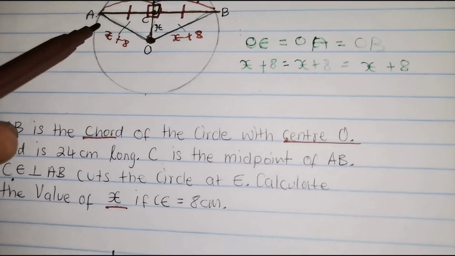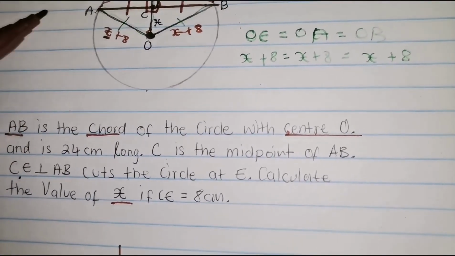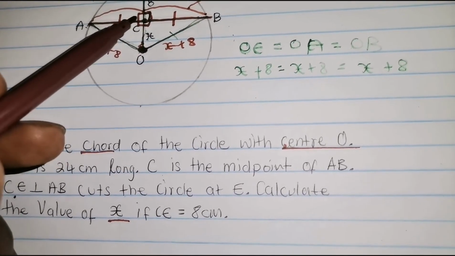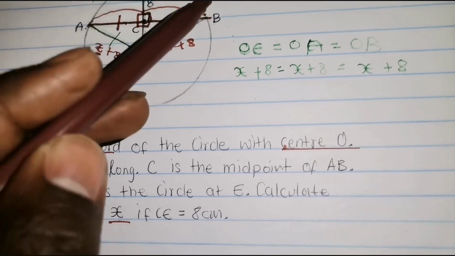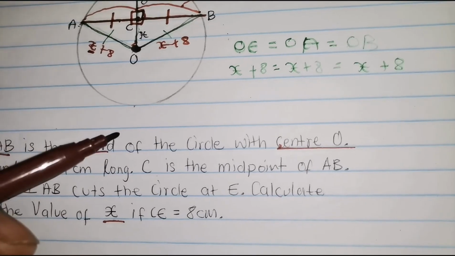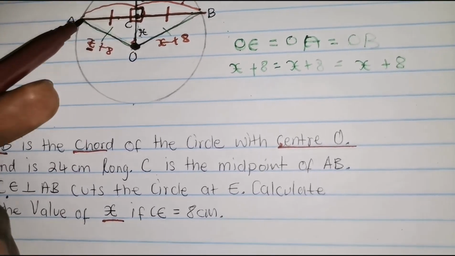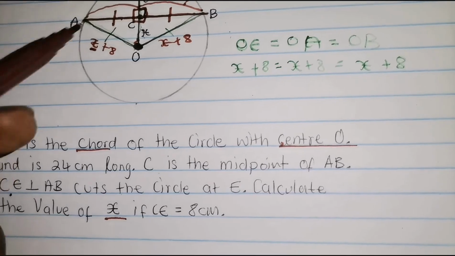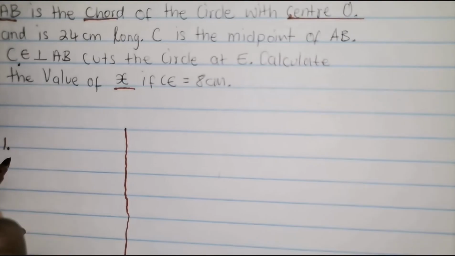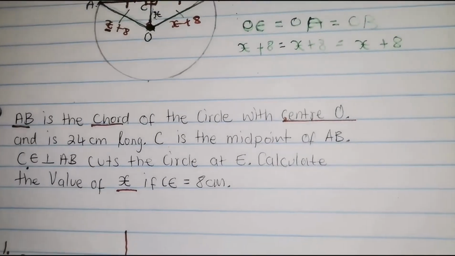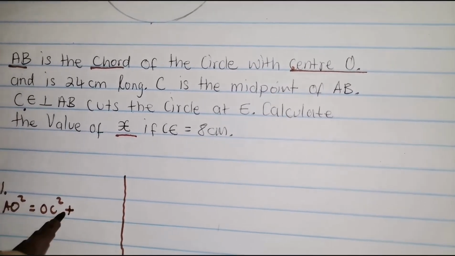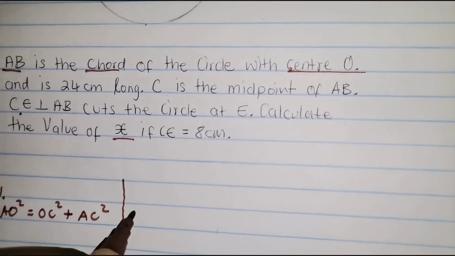So we need the value of x. Obviously, if C is the midpoint of AB, the length of AC is equal to 12 and the length of CB is equal to 12. When I add 12 plus 12 it is 24, the length of AB. So for AC, I have 12. For OC, I have x. For AO, I have x plus 8. Pythagoras theorem, because I have a right angle triangle. The hypotenuse AO squared is equal to the opposite side OC squared plus the adjacent side AC squared. Why? Pythagoras.